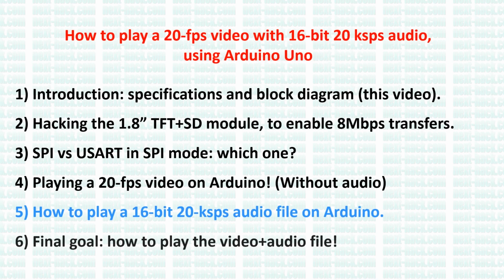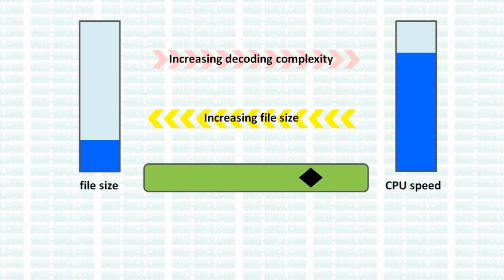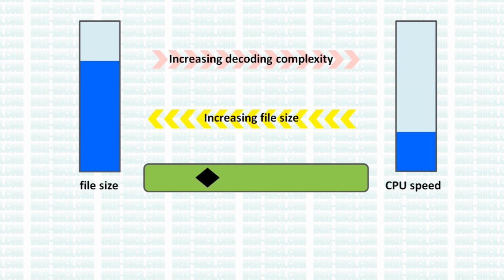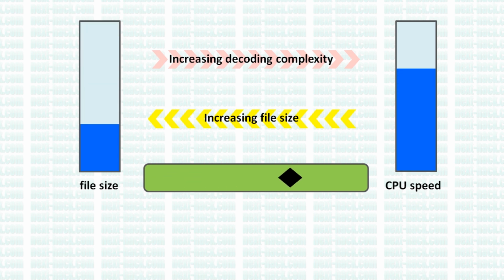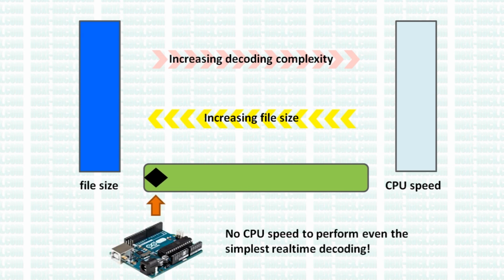The aim of this episode is to play a 16-bit single-channel 20 kilosamples per second audio file. This project can be modified with minor hardware and software changes to have a stereo 8-bit channel playback. Like we said in the previous episode, the ATmega328P has not enough computing power to perform on-the-fly decoding of compressed audio. Therefore, we will use uncompressed audio files.